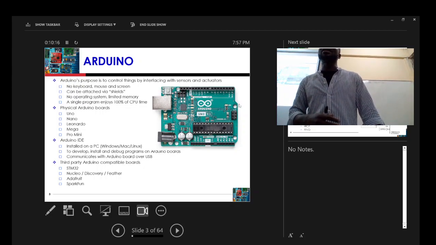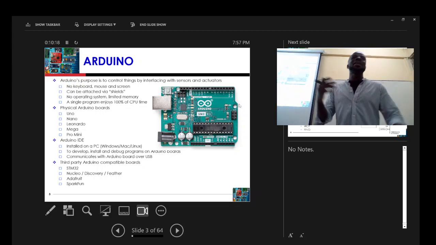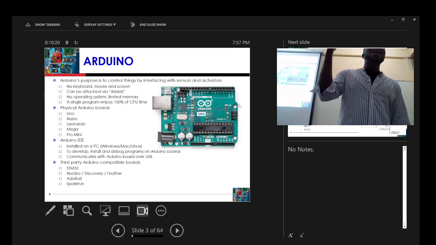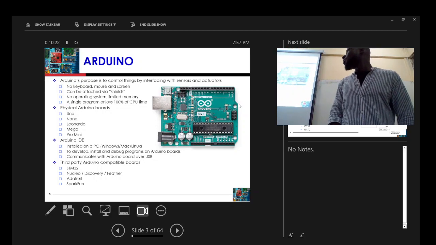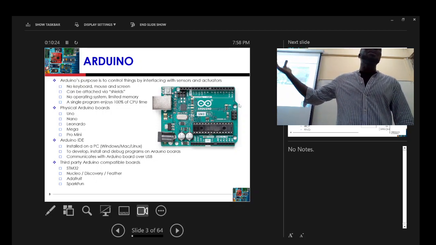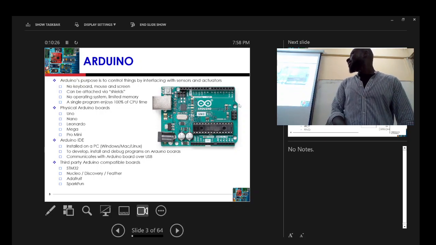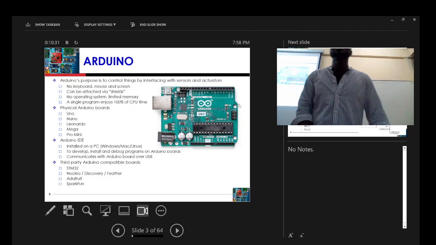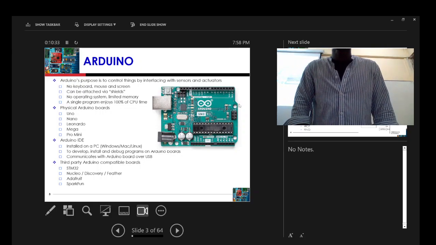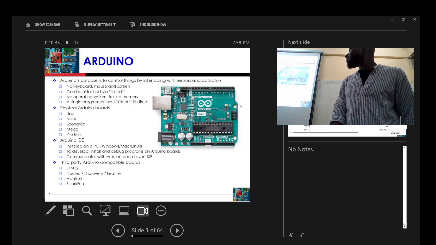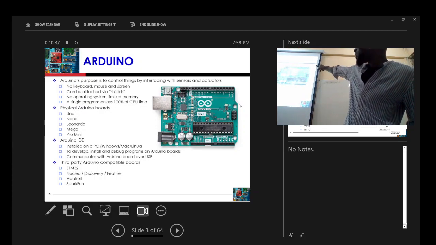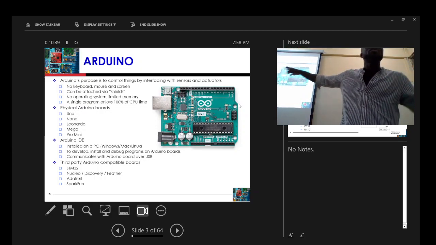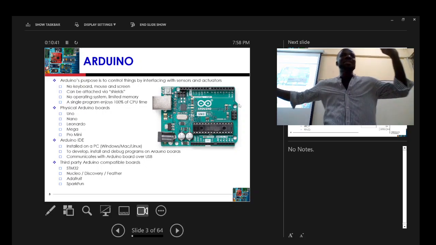We said that we can program this board using the Arduino IDE, right? And I showed you how to install the Arduino IDE on your computers. We even went through some examples, right? This board is the Arduino Uno, and this one is the Arduino Nano. Have you seen the differences?